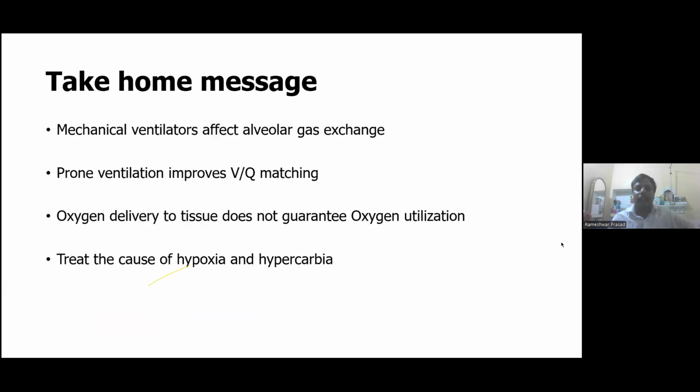So, in my final slide, my take-home message is mechanical ventilation affects alveolar gas exchange, that is both hypoxemia and hypocapnia. Prone ventilation improves ventilation perfusion matching. Oxygen delivery does not guarantee oxygen utilization, and treat the cause of hypoxemia and hypercarbia. Thank you.